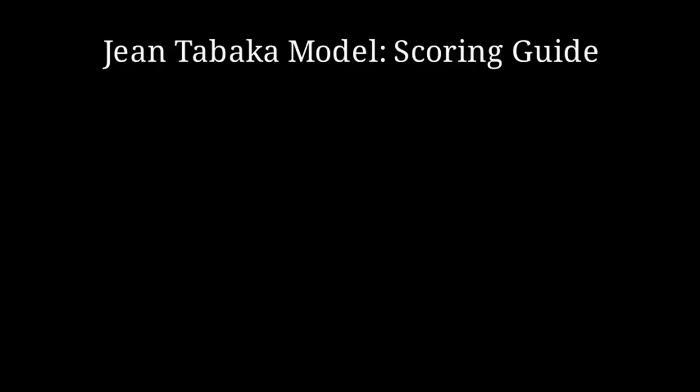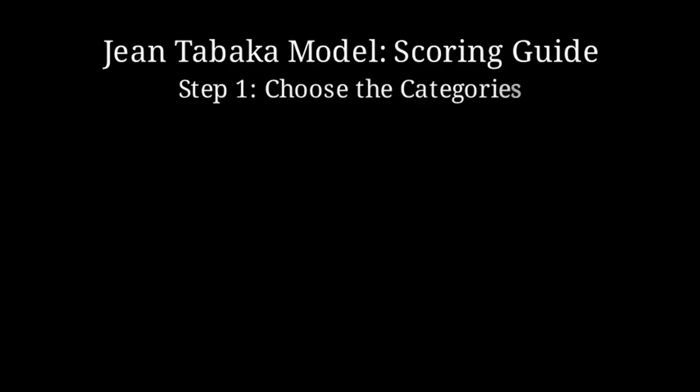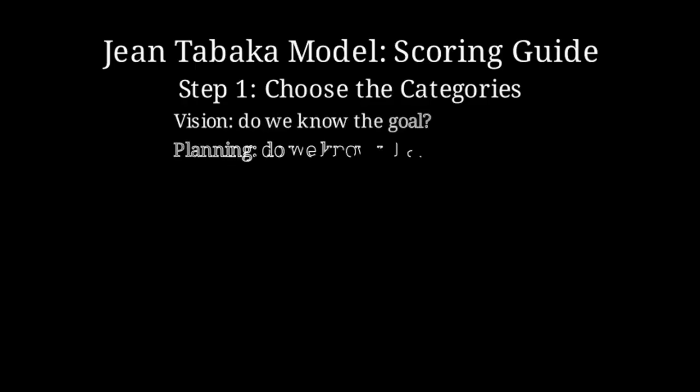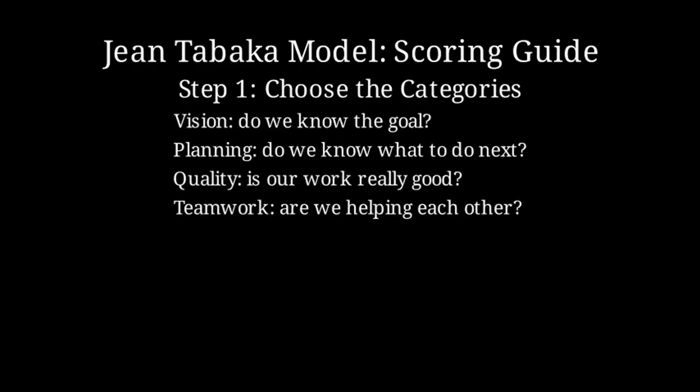In this video, we will learn how to get scores in Tabaka's model. Step 1 is to choose the categories. These categories describe how the team is working. Common categories include vision, planning, quality, and teamwork.